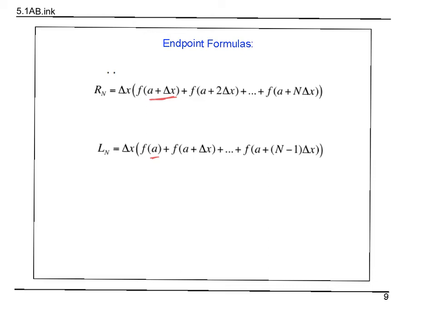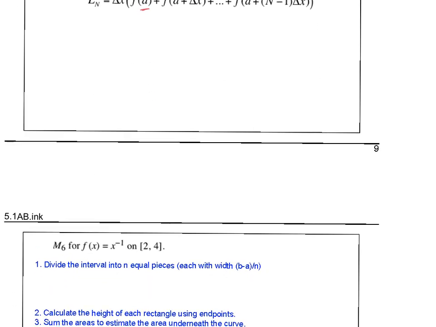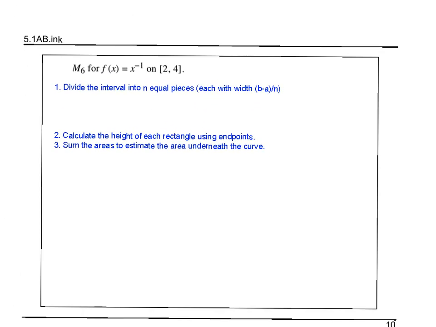So now we're going to move into midpoint approximation. Okay. So M6 for x to the -1 from 2 to 4. So same exact function, okay? Same exact delta x, same exact graphical picture, except the middle of our rectangles are now touching.